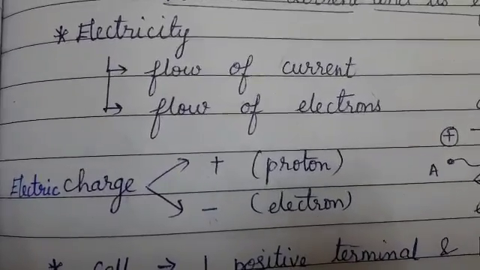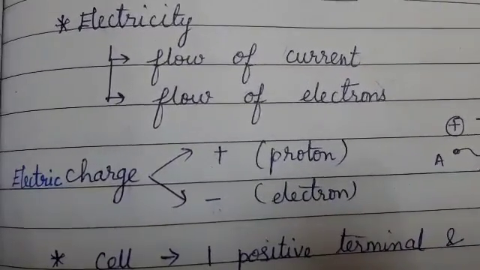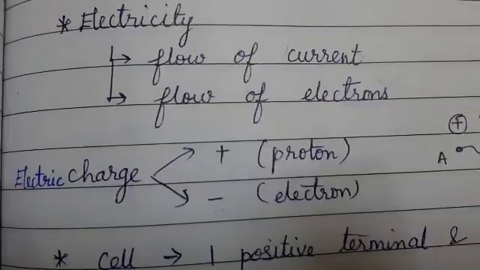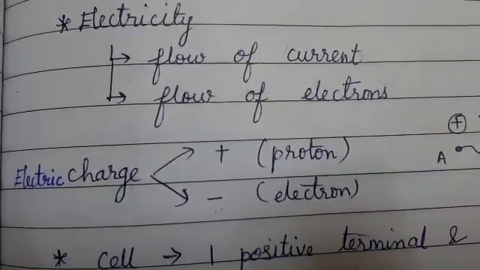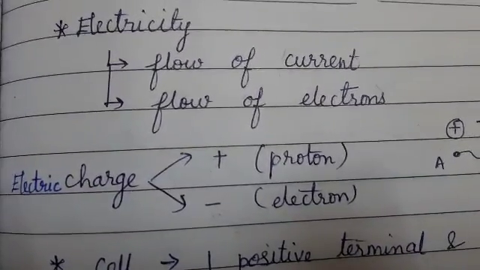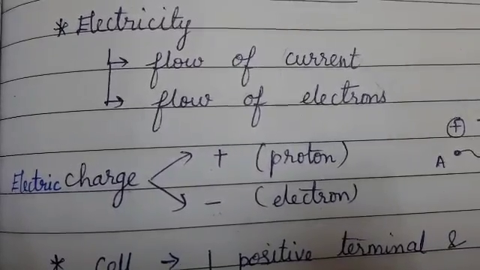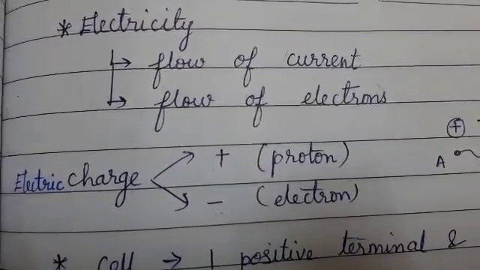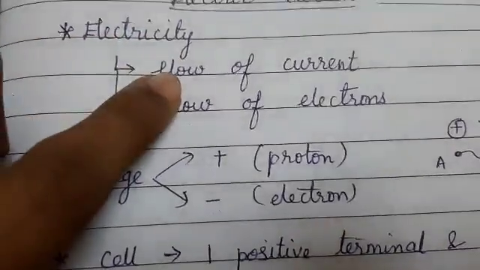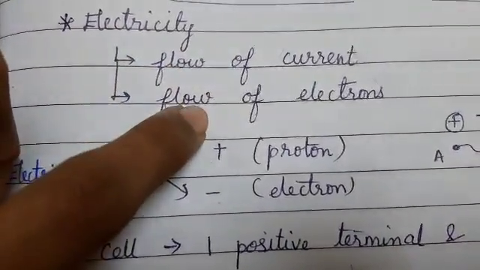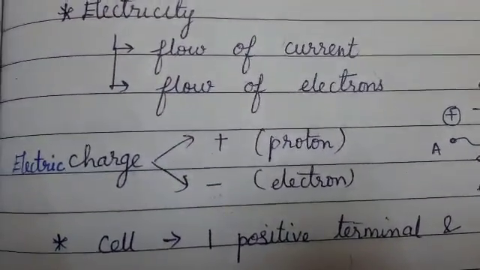So what is happening there in such a way that the appliances are working when you switch on? That is because of the electricity. So I can define electricity as flow of current or flow of electrons.